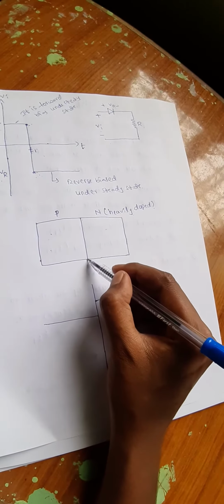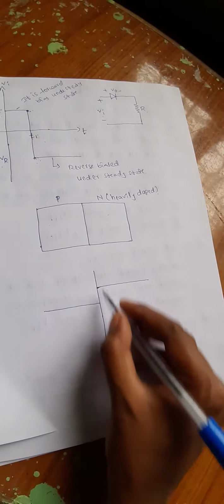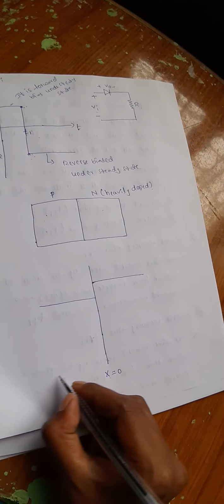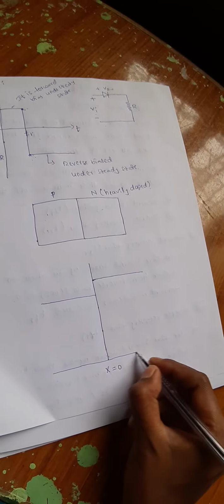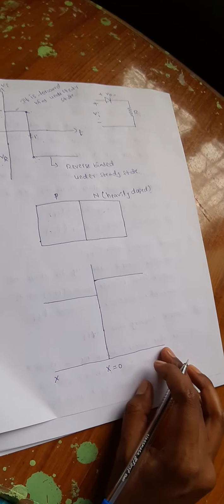There is no depletion region over here; I am considering it as a straight line. This indicates the depletion region. So x equals 0, and I am considering this as only an x-axis. There is no negative x-axis and positive x-axis, just a simple x-axis.